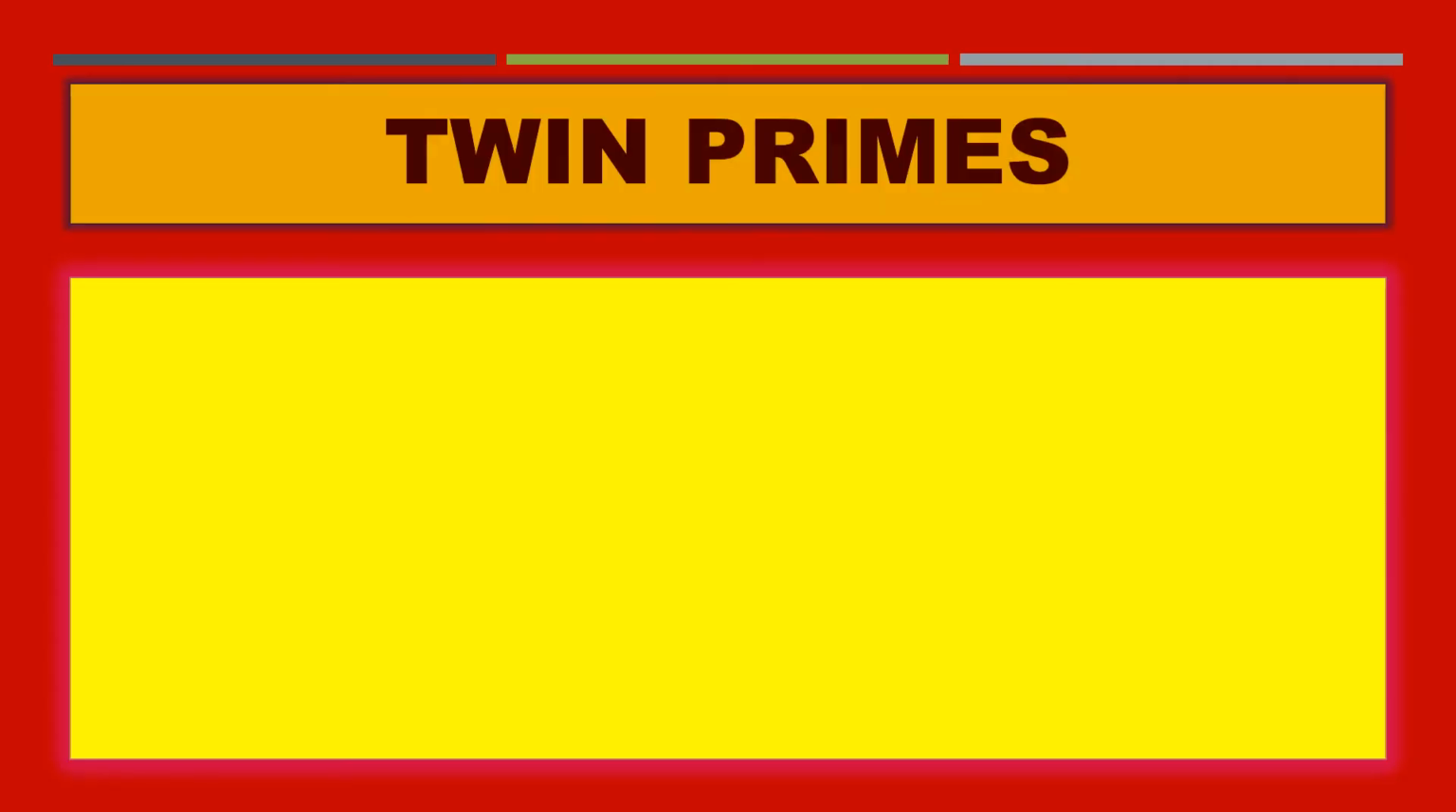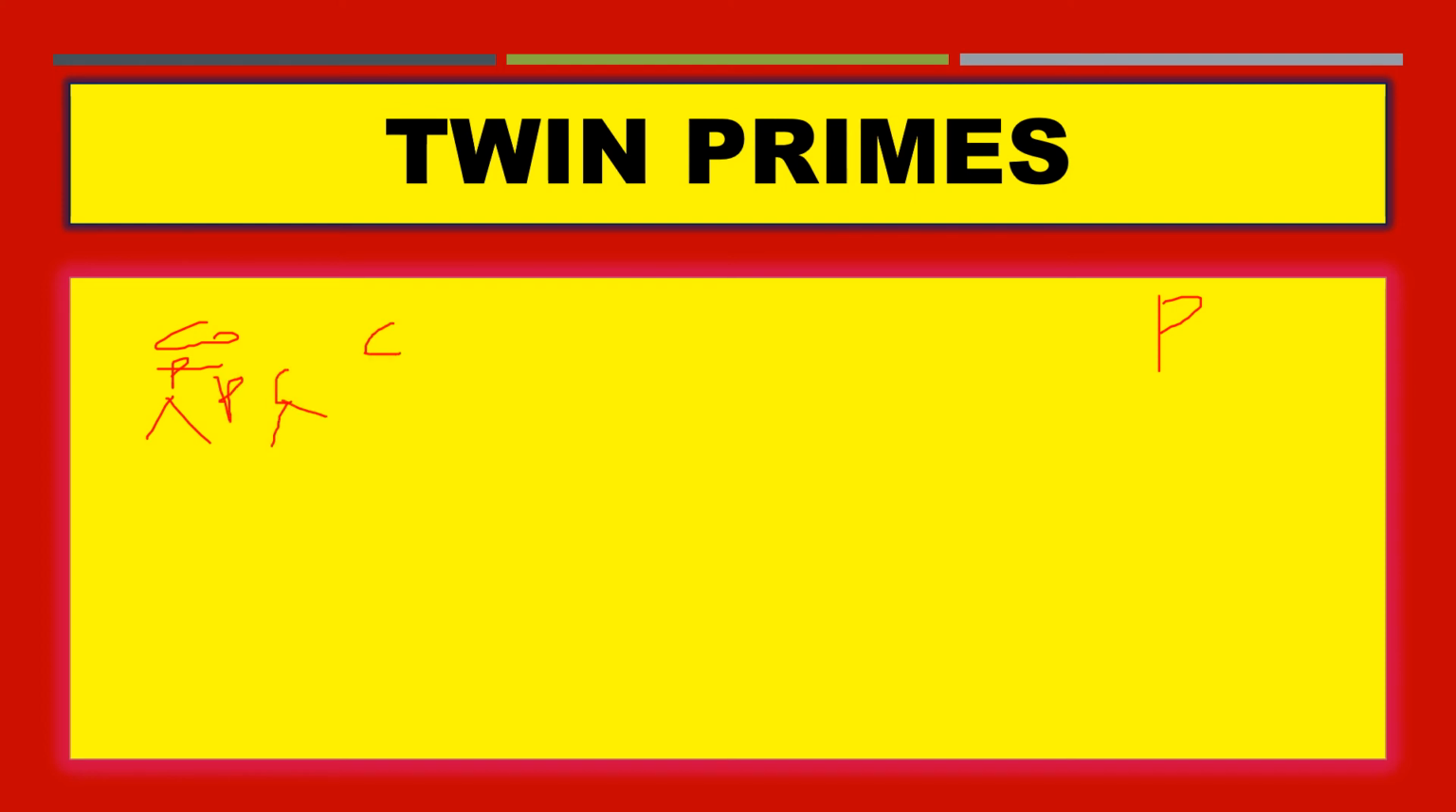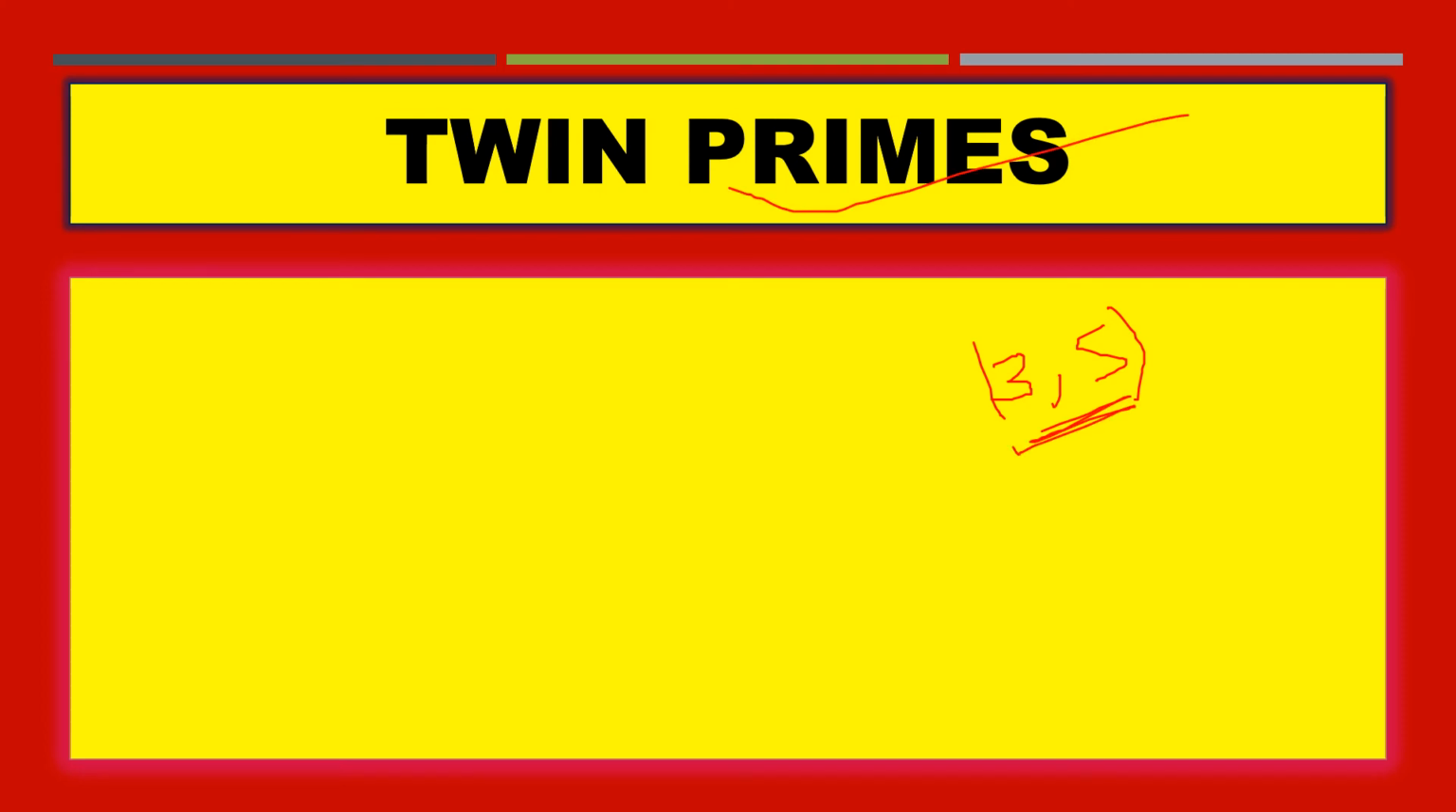Twin primes. Okay. Twin primes means always here you should see only the prime numbers. In co-prime numbers, you can see two prime numbers. You can see one prime number, one composite number, and you can take both composite numbers also. But here twin primes means you should take only the prime numbers. Okay. Suppose twin means two things. Right? Twin children. Right? Like that. Two things.